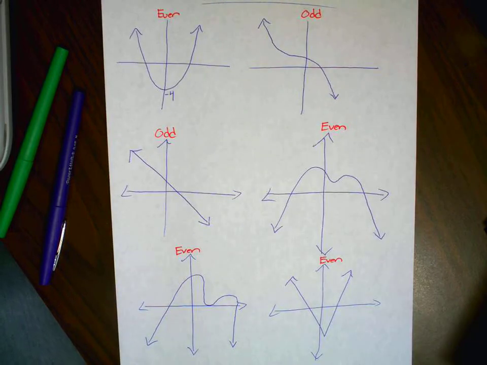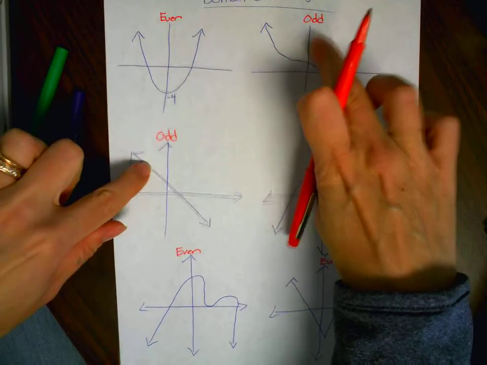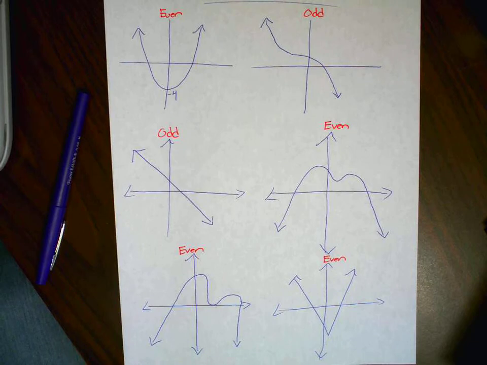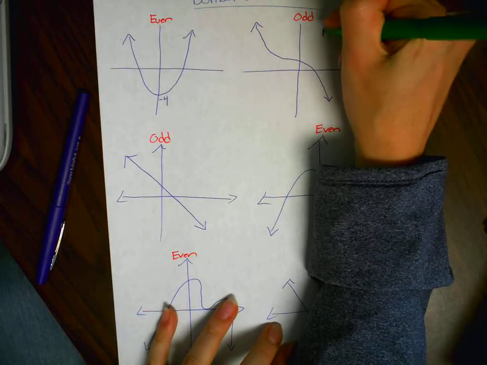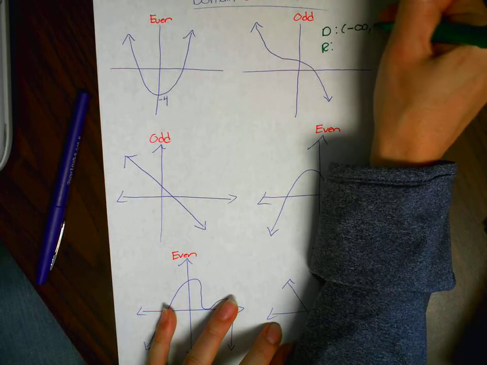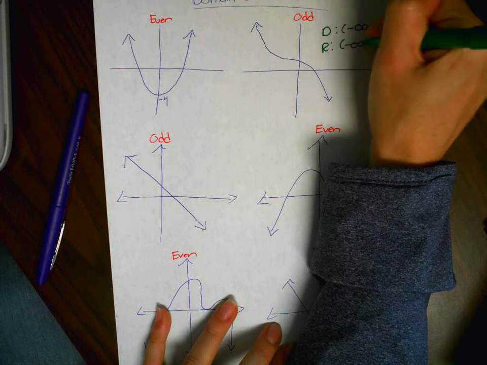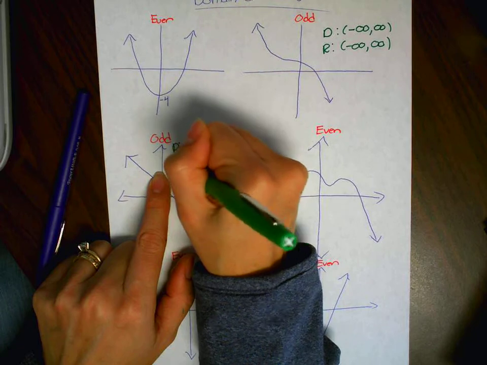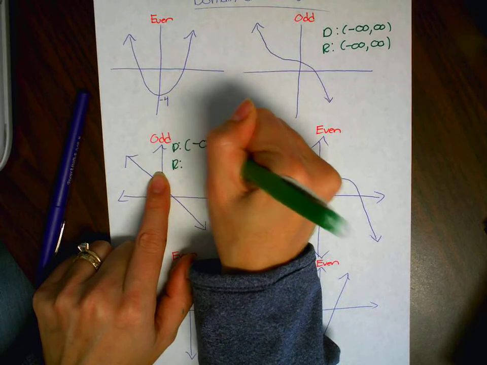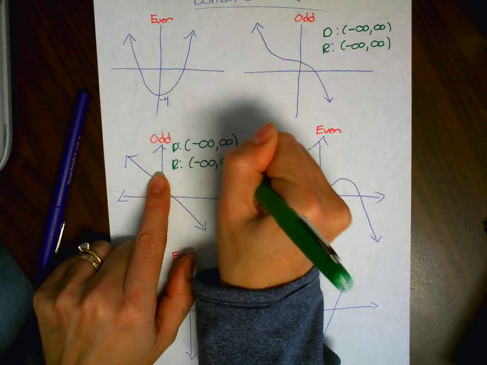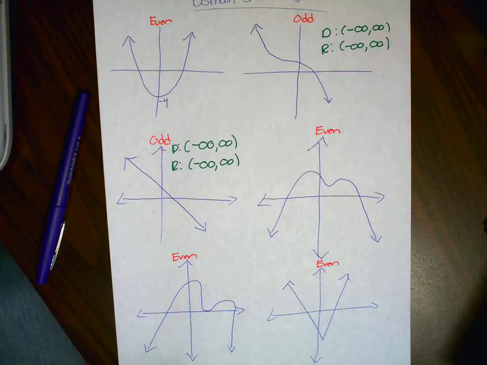If you have an odd function, so my two odd functions right here, unless you have a hole in it, something that's not continuous, your domain and range are both going from negative infinity to positive infinity. So again, for all of your odd functions, if they have arrows on the end, if they're showing that they go on forever, they are going on forever in both directions.